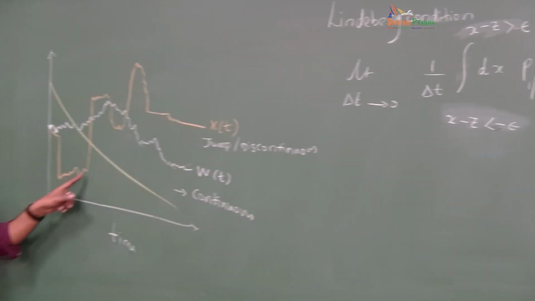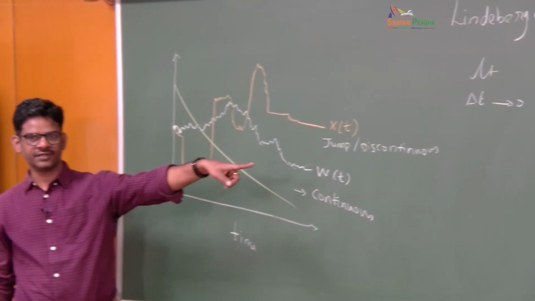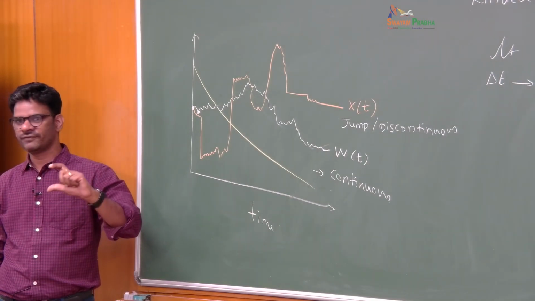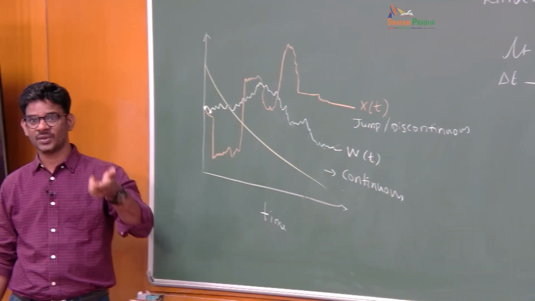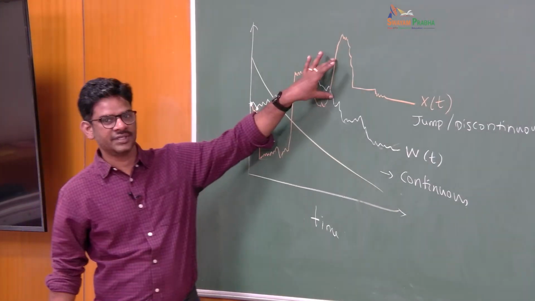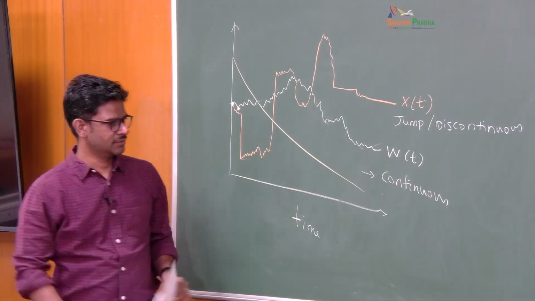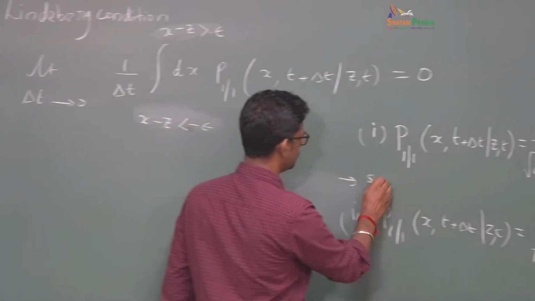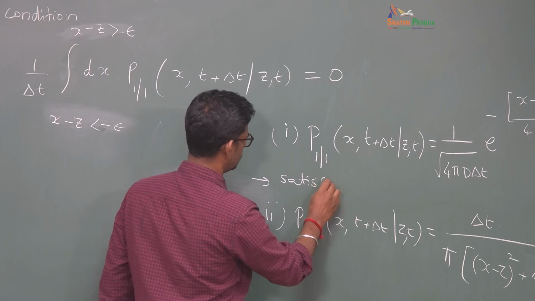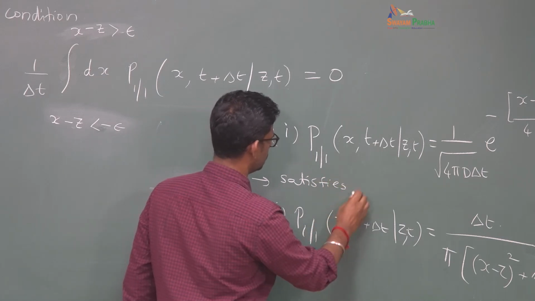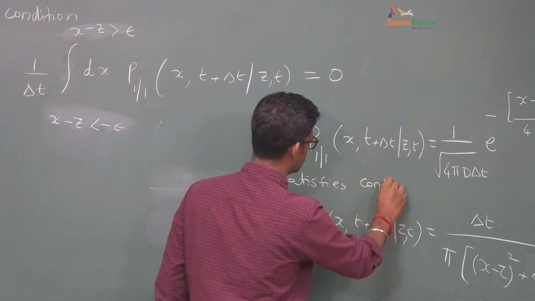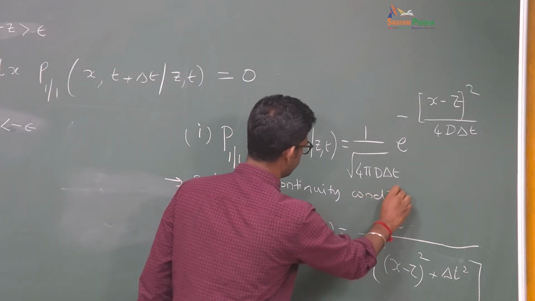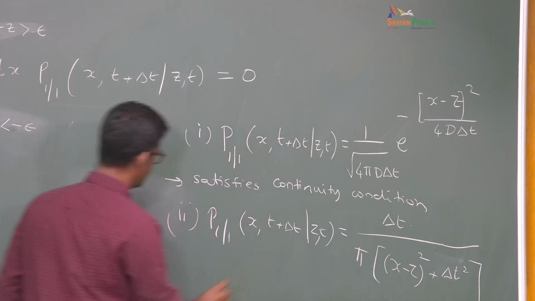The fact that you are getting this large jump is because if you plot the function, it has a very long tail. There is a finite probability of getting a longer time step once in a while. So those are these jumps that you see here. Okay, so this satisfies the continuity condition, and this one does not satisfy.